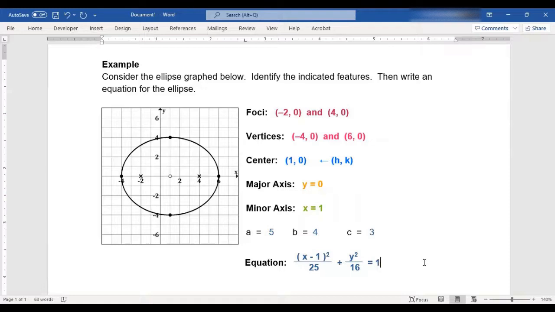All right, so there we go. There's our graph, and we identified features. In the next video, we're going to go backwards. So we're going to start out with some features of an ellipse and then try to generate both the graph and the equation from that.